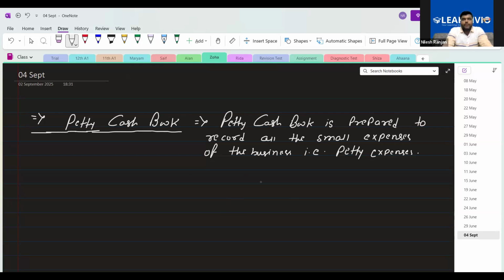Okay. So petty cash book, this is the definition. Now, there are two methods for maintaining the petty cash book. It is called the system of petty cash book.